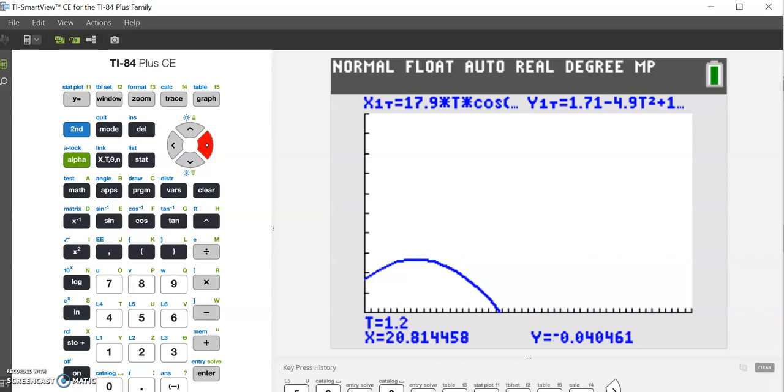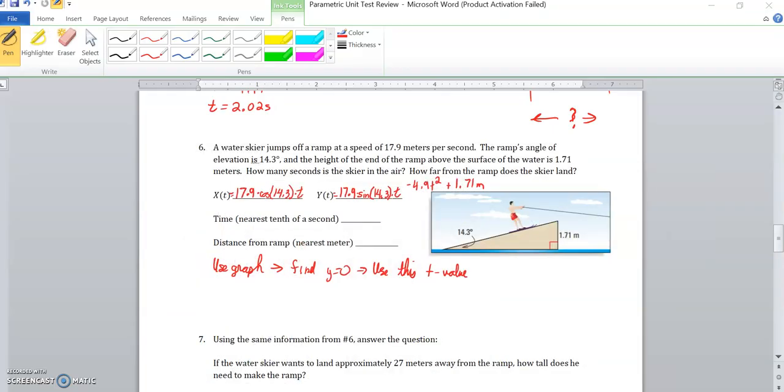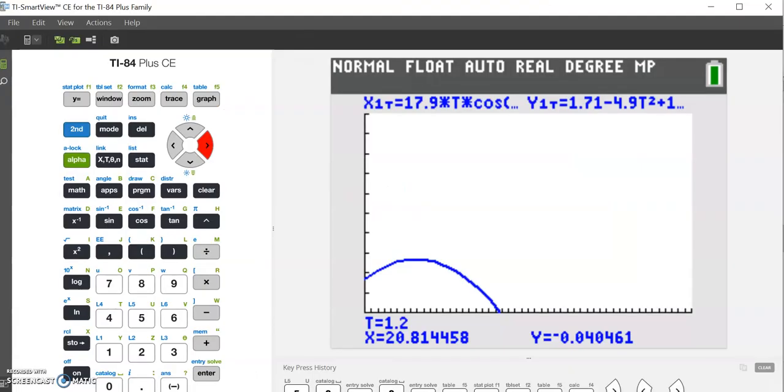It says time, to the nearest tenth of a second. So nearest tenth of a second is only going to be like 1.1, about 1.1, 1.2 seconds. Actually, 1.2 seconds is really close. So I'm going to go back and say the time that it took us was about 1.2 seconds. The distance from the ramp, let's go here. Distance from the ramp was about 20.8. It does say to the nearest meter, so I'm going to round.